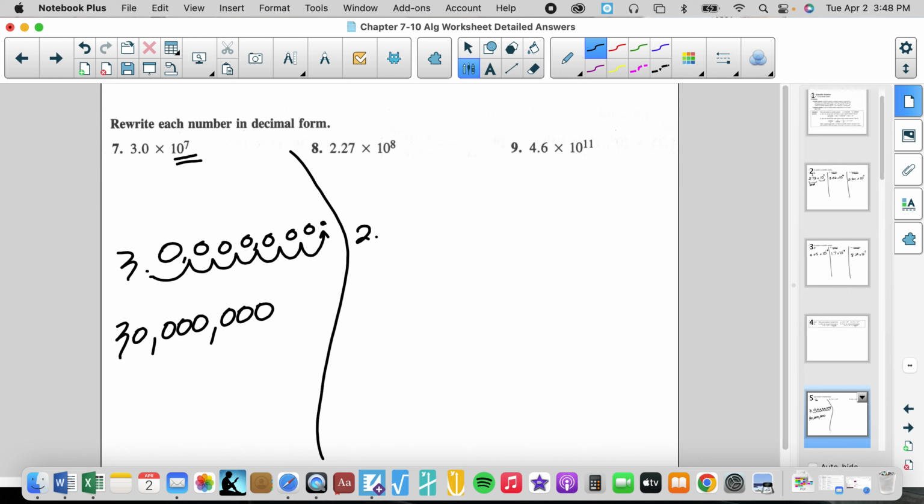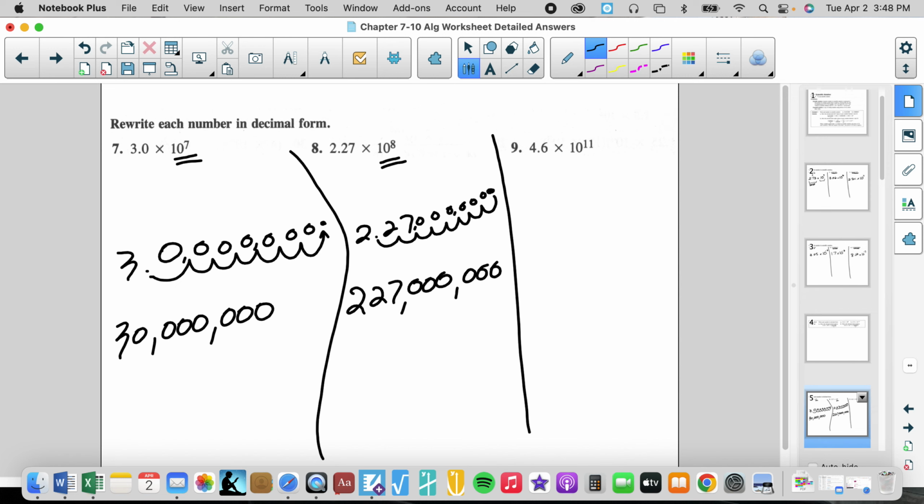So I have 2.27. I have to move it 8 places. This is a big number. 1, 2, 3, 4, 5, 6, 7, 8. That's where my decimal point now is. I'm going to put zeros in there for each of those spaces. There's a comma, so 227 million. That would be my answer. I have 11 places.